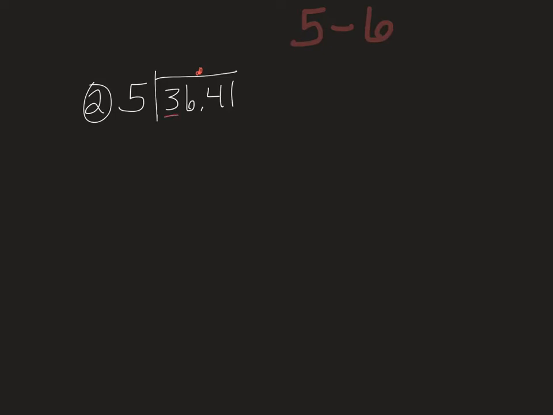5 can't go into 3, but it can go into 36. I know 5 times 7 is 35. I'm not going to get closer than that. And that leaves me with 1 left over. Digit by digit says, hey, time to bring down that next digit. How many 5s can I get out of 14? I can't get 3 because 3 groups of 5 is 15, so it's going to have to be 2. 2 groups of 5 means I've taken 10 out and grouped it. Leaves me with 4. Now it's time to bring down that last digit.